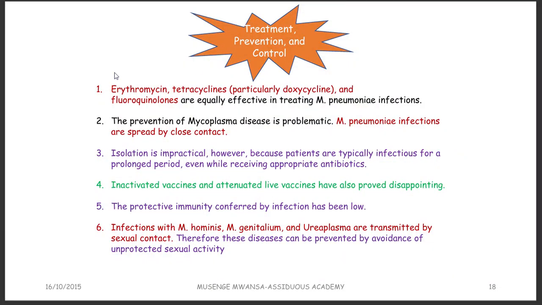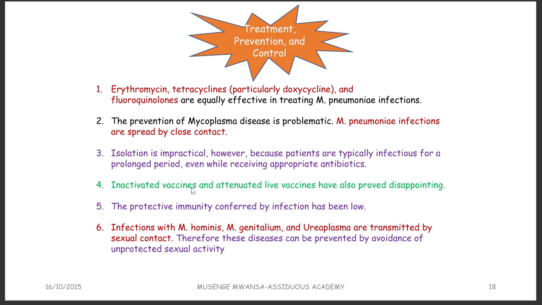So treatment, erythromycin and tetracycline are important. A specific tetracycline used is doxycycline. Fluoroquinolones are also effective. Preventing mycoplasma disease is problematic because the infections normally spread by close contact, so prevention is really difficult. Isolation is also impractical because patients are typically infectious for a prolonged period. You can't isolate someone for a very long period. Even when they are receiving antibiotic treatment, they will still be able to spread the infection.